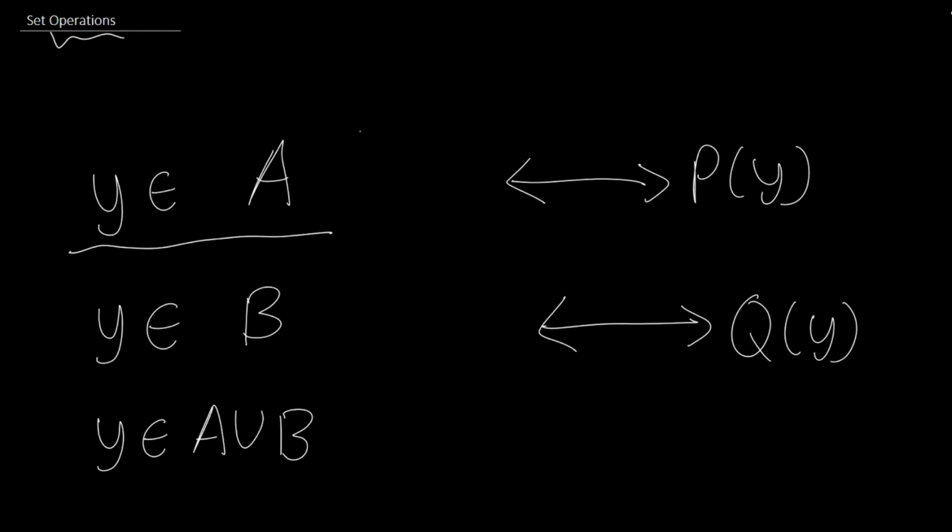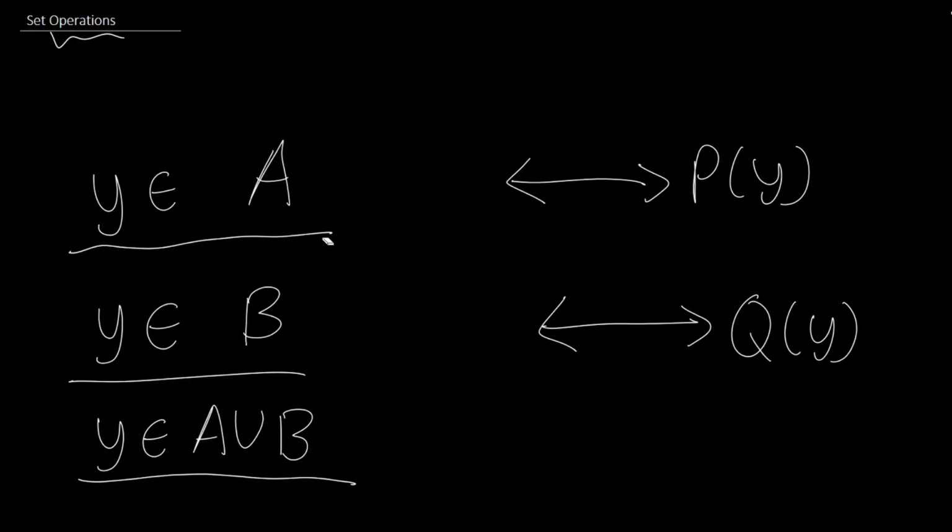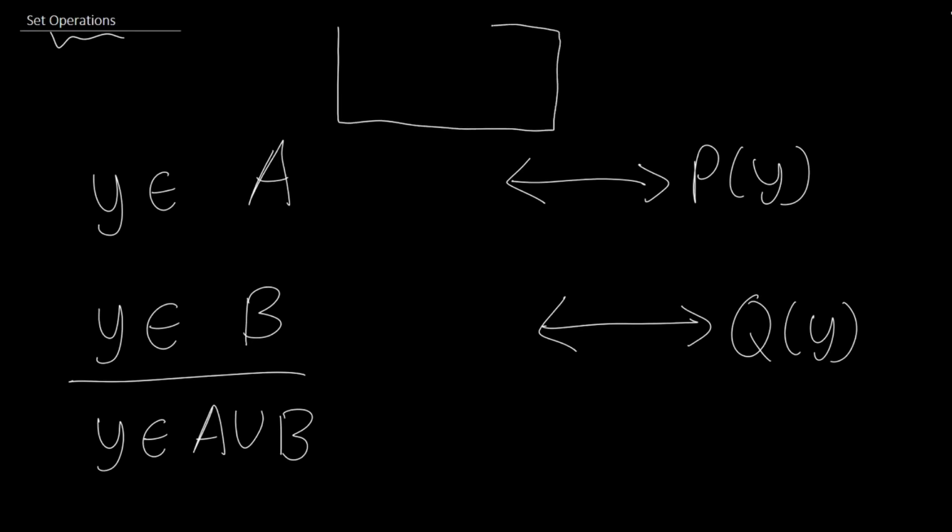So we can translate that to logic, and we can translate this guy to logic as well. How do we translate this guy into the language of logic? Well, let's use a Venn diagram to aid our understanding. So let's just draw a small one over here. So we have A union B.